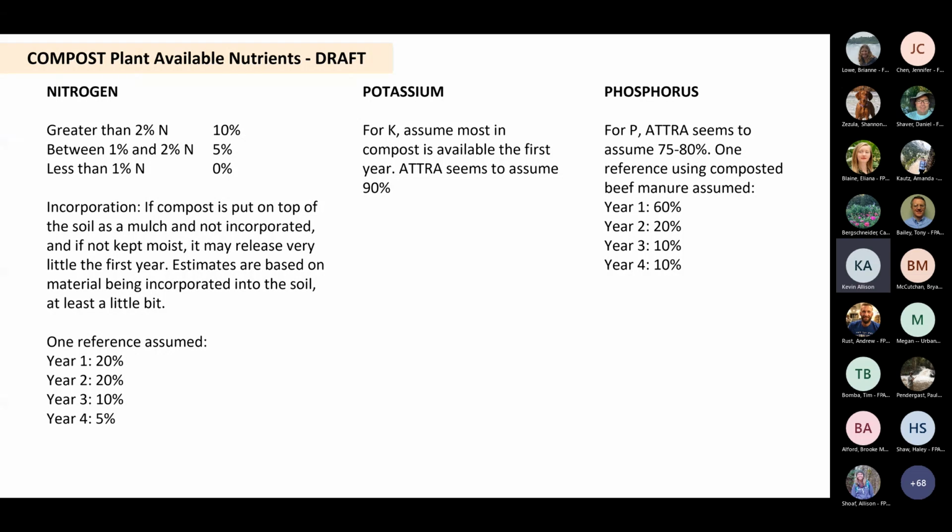So this says if the percentage of nitrogen of the compost is over 2%, then usually 10% of that nitrogen will be available to the crop in that first year. And you can see that if it's a lower percentage of nitrogen, so the one I showed you was 0.98.